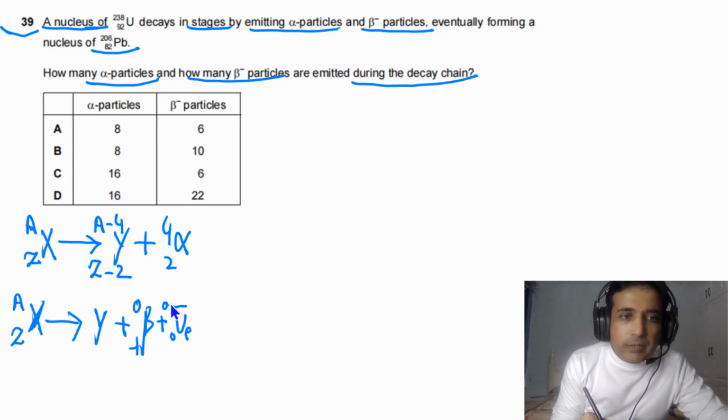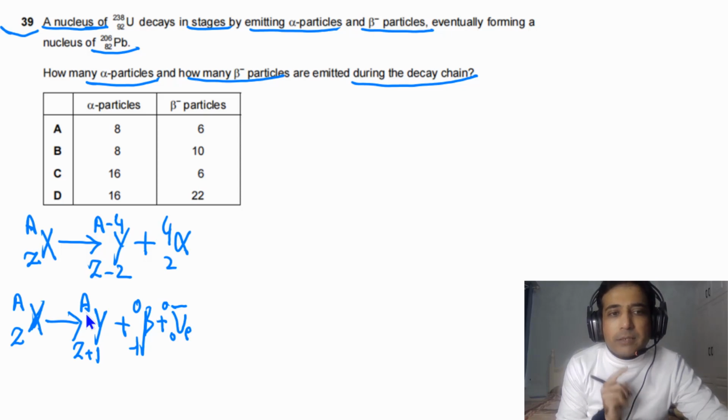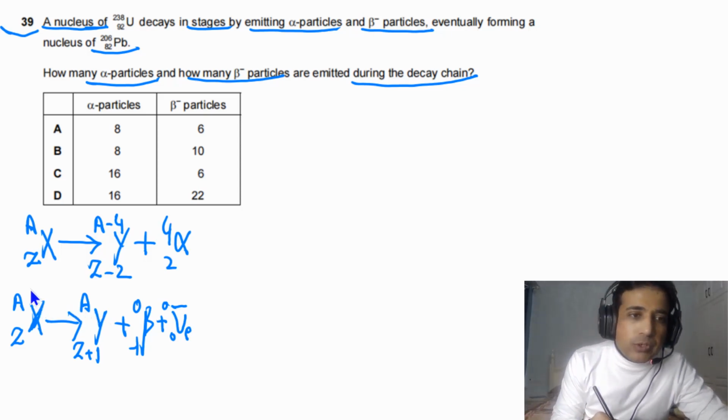So this is the particle, this has to be an anti-neutrino. In this case you can see the proton number will increase by 1, but there is no change in mass number, and this is the point you need to understand. The mass number stays the same.